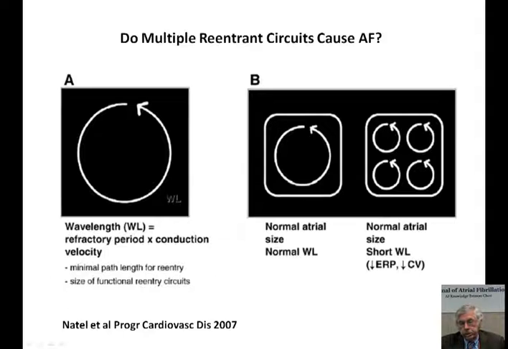In a normal-sized atria, as shown here, there may be only room for one or two reentrant circuits. But when you have a large atria or a short wavelength, you can get multiple reentrant circuits. And this is facilitated, as I said before, by a decrease in conduction velocity and a decrease in the refractory period. So a decrease in conduction velocity is very important to get reentrant excitation to cause atrial fibrillation.